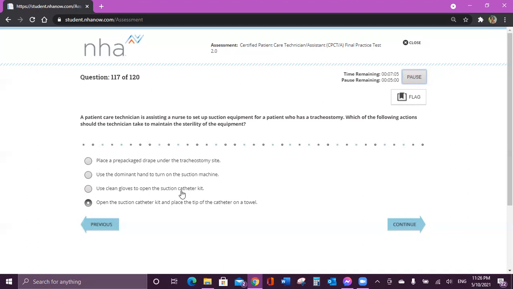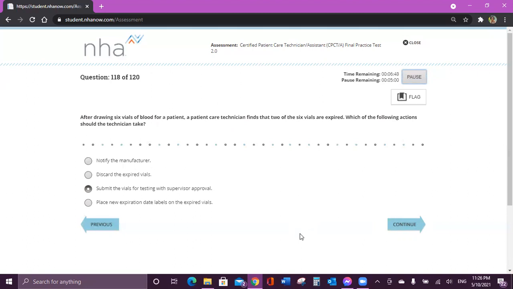Esa no es la que está seleccionada. Yeah, yo creo que esa. Use a clean glove to open the suction catheter kit. La única que yo veo como más o menos. So. Sí, continúas, faltando.